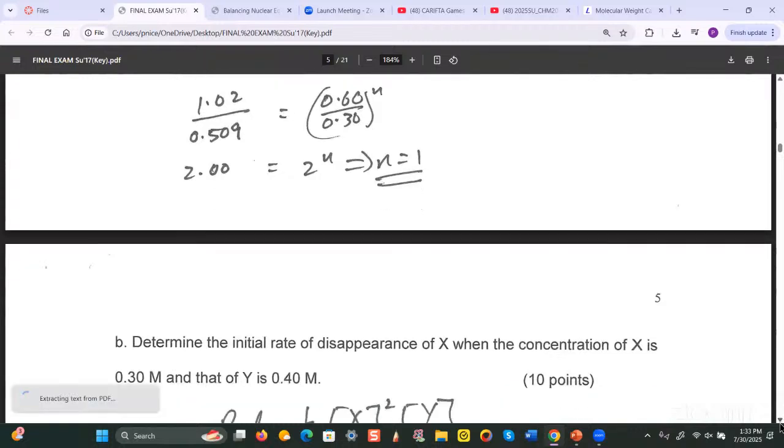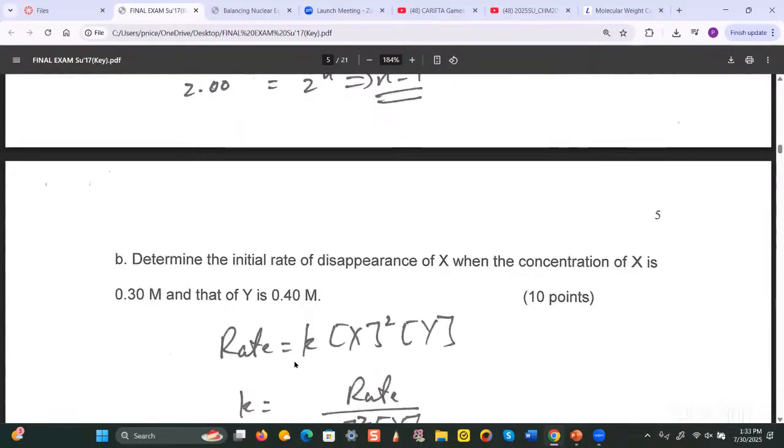So therefore, the rate law is what I have down here. Rate is equal to K times the concentration of X raised to the 2 times the concentration of Y raised to the 1. And that's the rate law. The question didn't ask for the rate law, but if the question did ask for it, then that's what you'd put. The question only asks for the orders of the reactions.